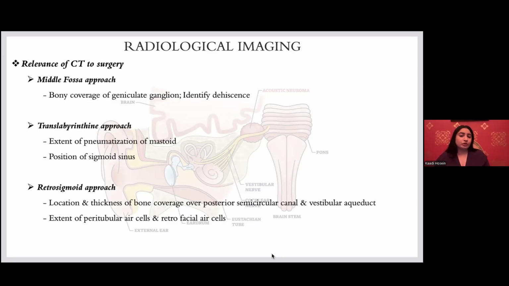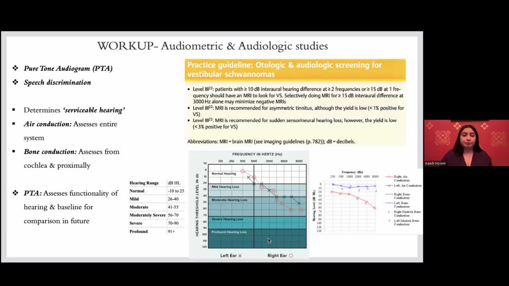For the retrosigmoid transmeatal approach, the location and thickness of the bony coverage over the posterior semicircular canal and vestibular aqueduct, and the extent of peritubular air cells and retrofacial air cells needs to be assessed in planning the approach and preventing CSF leak, which we will explore as a complication as well.